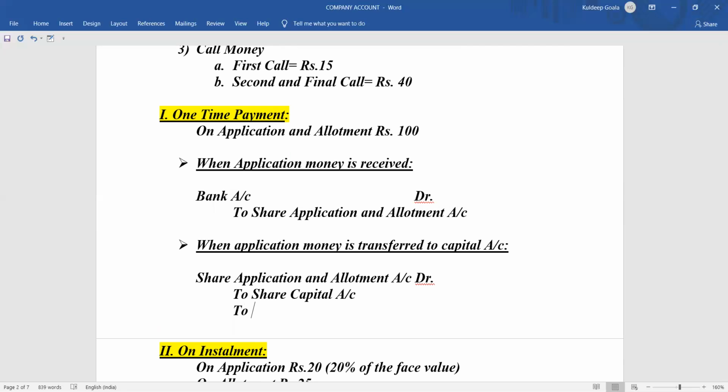Now if the shares have been received more, then what will you do? The excess will be returned back. जो भी excess होगा वो बैंक अकाउंट में चला जाएगा, बैंक क्रेडिट हो जाएगा, bank goes out credit. ठीक है, excess refunded.